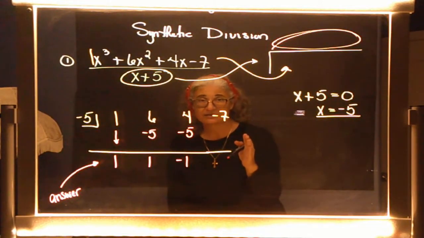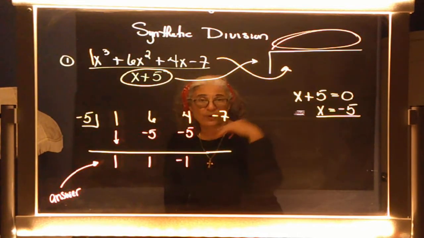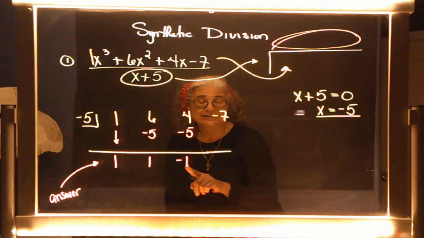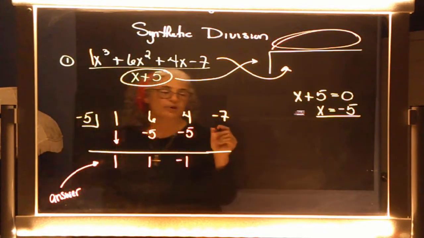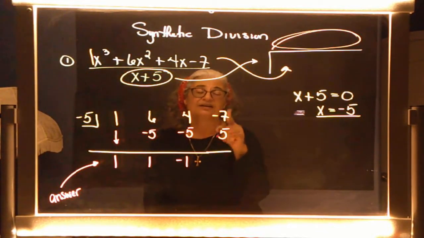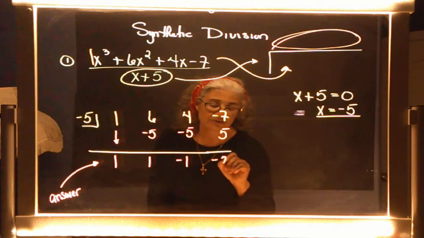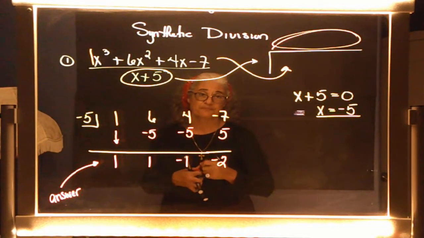Am I done yet? You're right, I'm not, because I still have this next number, so I have to start over again. So I take the number down here that's in the answer spot, the -1, and I multiply by the -5, which is +5. I put it under this -7, right? And then I add the 2. What do I get? -2. And now I'm done because there's no other numbers over here, is there?